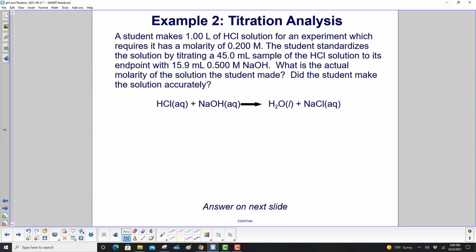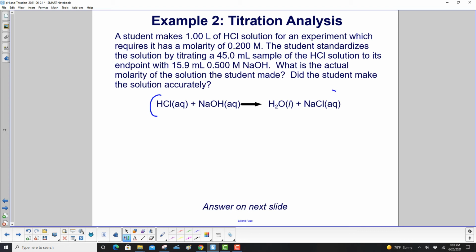A student makes 1 liter of hydrochloric acid solution for an experiment which requires a molarity of 0.200 molar. The student standardizes the solution by titrating a 45 milliliter sample of the hydrochloric acid solution to its endpoint with 15.9 milliliters of 0.500 molar sodium hydroxide. What is the actual molarity of the solution that the student made? Did the student make the solution accurately?